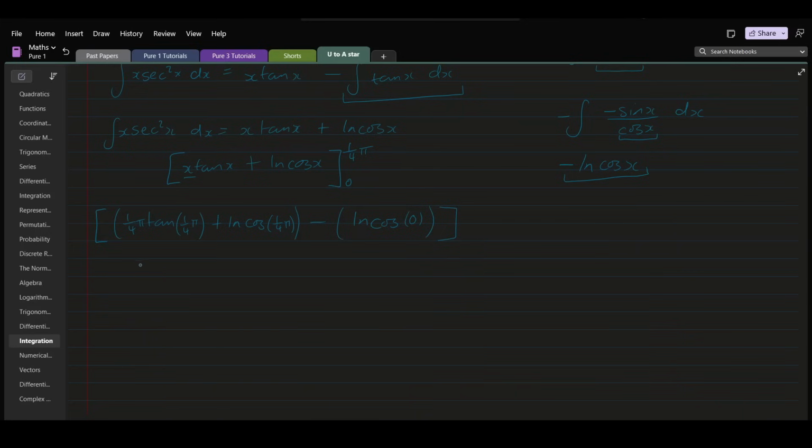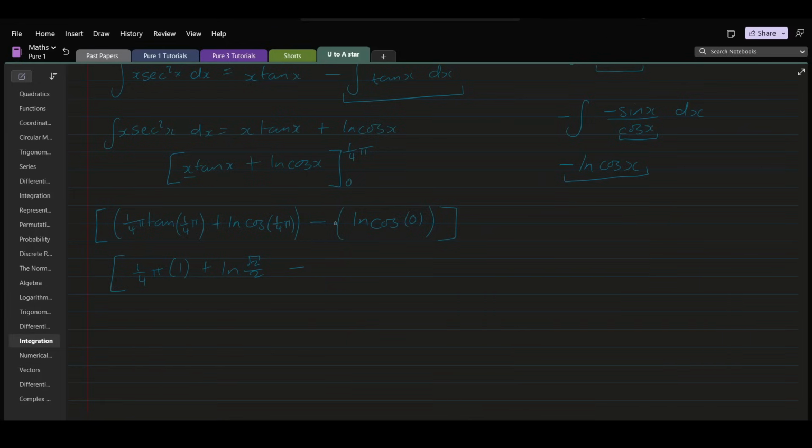And now let's simplify. So we have a quarter pi. Let's evaluate tan a quarter pi with our calculator. Tan 1 over 4 pi, that gives us 1, so this is times 1, plus ln cos 1 over 4 pi, cos 1 over 4 pi, that gives us root 2 over 2. So we have ln root 2 over 2 minus ln cos 0.